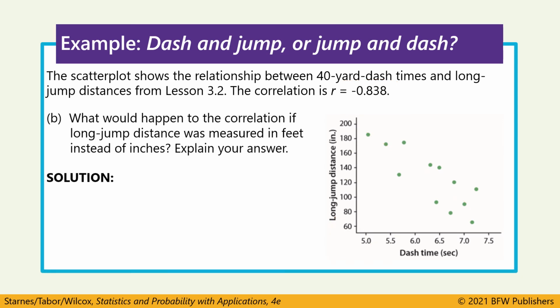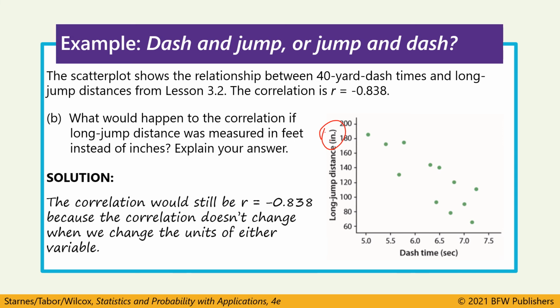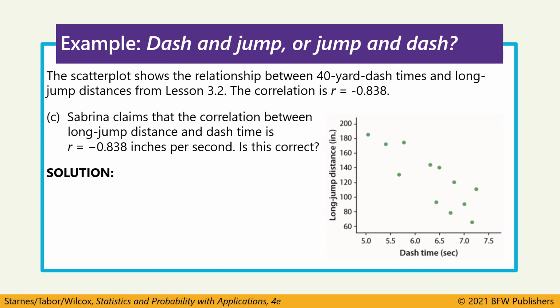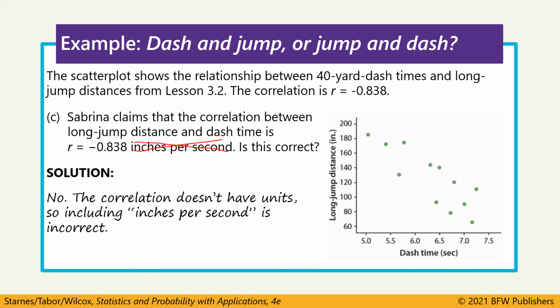What would happen if long jump distance was measured in feet instead of inches? So we would convert these values all to feet, and again, it won't matter. Correlation will still be negative 0.838. And lastly, Sabrina claims that the correlation between long jump distance and dash time is r equals negative 0.838 inches per second. Is this correct? No, it's not, because this inches per second should not be there. Correlation doesn't have any units. It's just negative 0.838.